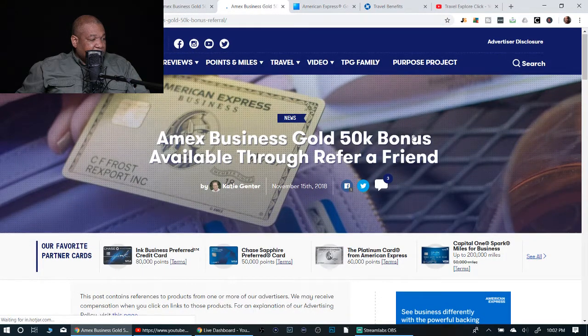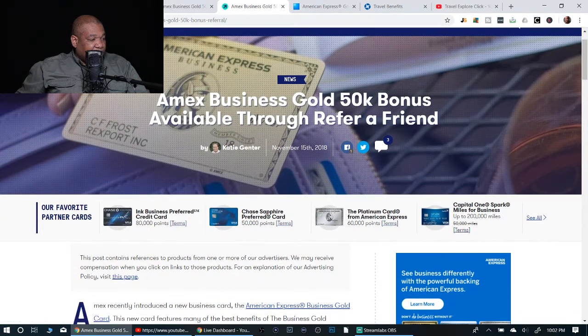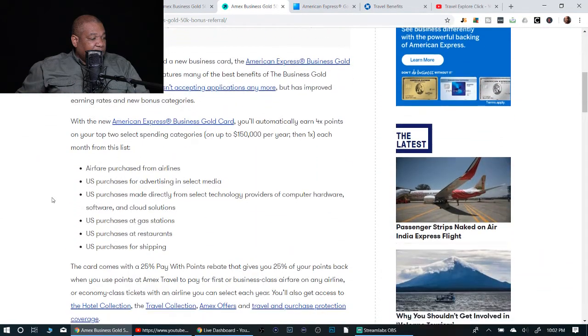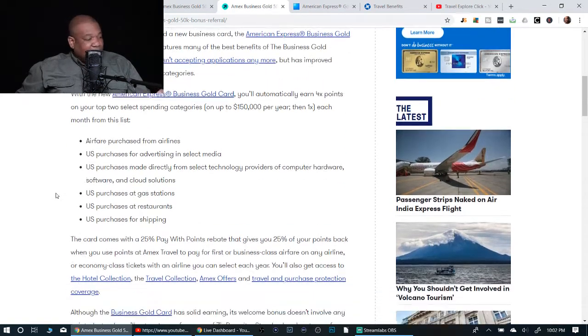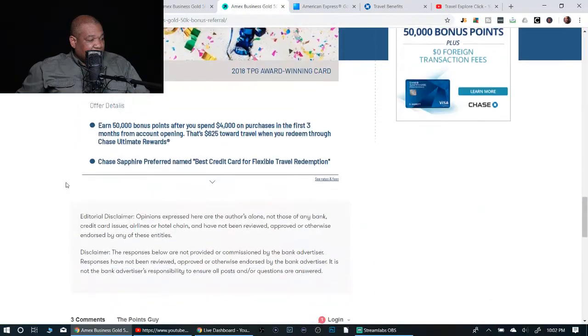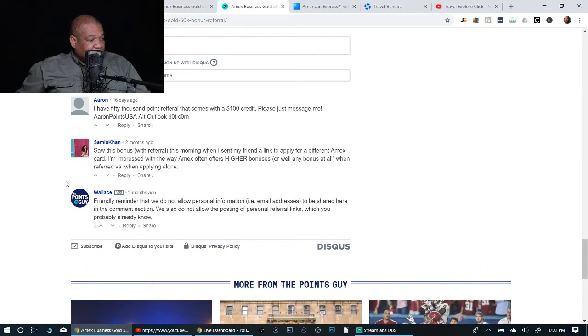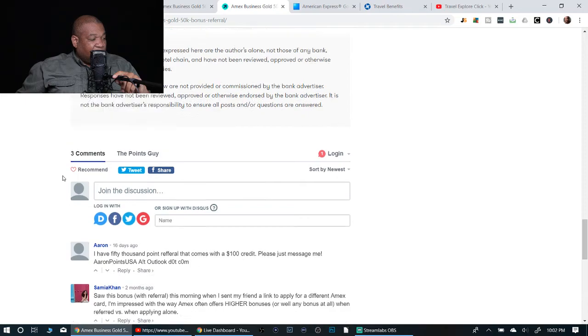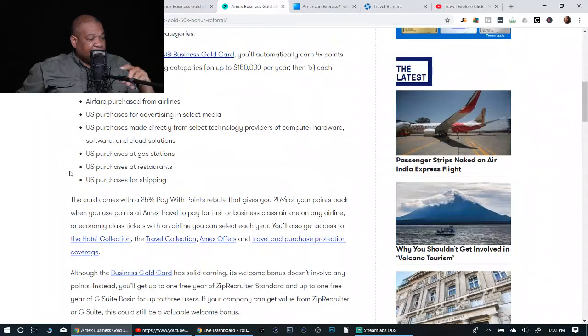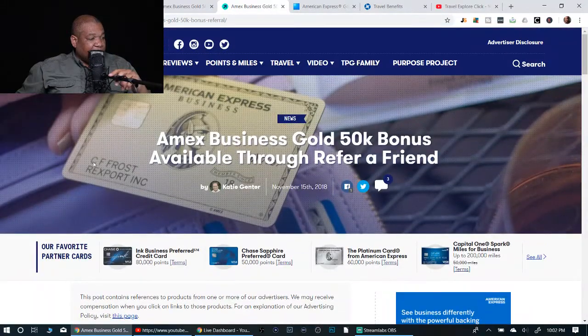Okay, so AMEX Business Gold, 50,000 bonus available through Refer a Friend. Oh, so it's a Refer a Friend offer. Okay, and those are generally pretty easy. If you go down to the comments here, there's probably people that will post links if they allow it, or they'll let you know, hey, you can go here to get it. So if you're interested in the card, definitely check this link that Seven put on here, and you can probably find that refer a friend link.